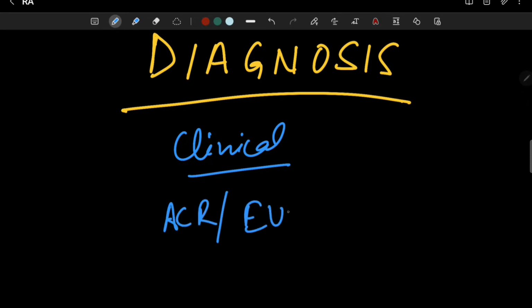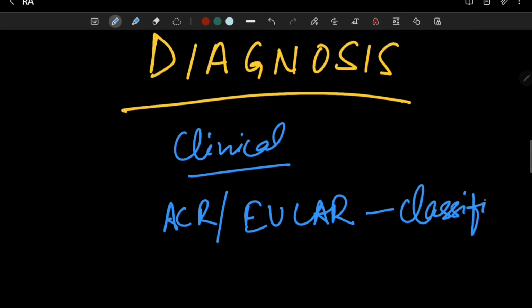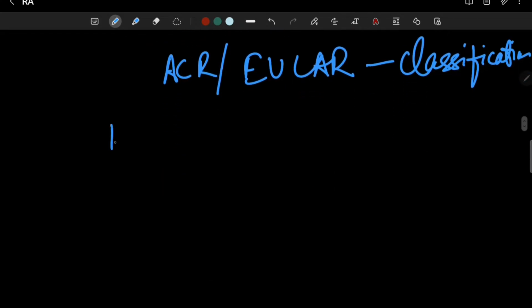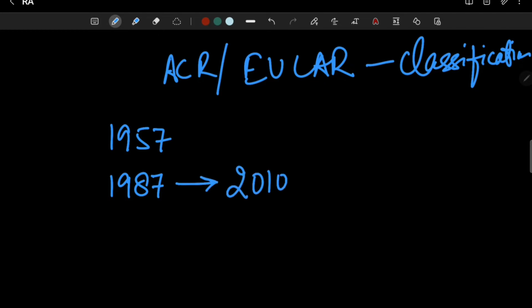or the EULAR criteria. These are not actually diagnostic criteria, these are basically classification criteria, but they guide your diagnosis. Now they were originally given in 1957 and later modified in 1987. These criteria were later modified in 2010, and the changes introduced were, number one, the morning stiffness criterion was reduced from 1 hour to 30 minutes. Now 30 minutes of morning stiffness is considered significant and is included in this criteria.